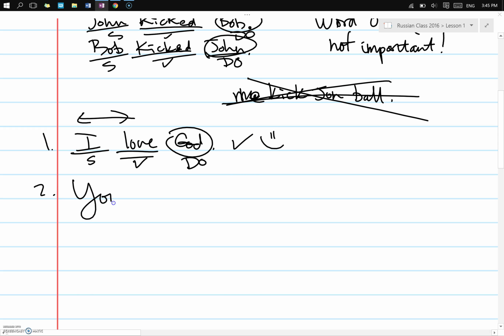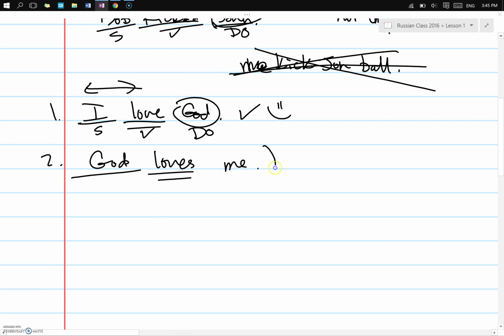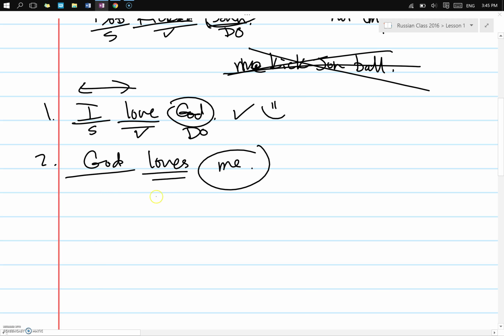I'm switching one. God loves me. So there we go. This one also follows left to right order, so we are okay. So I'll put little check marks on the side right there. You love God.